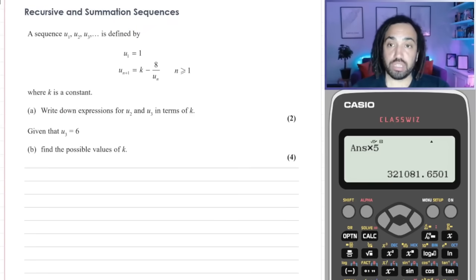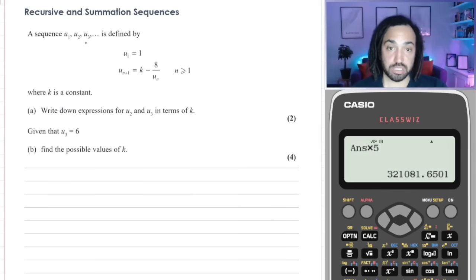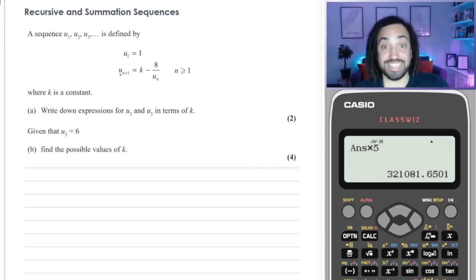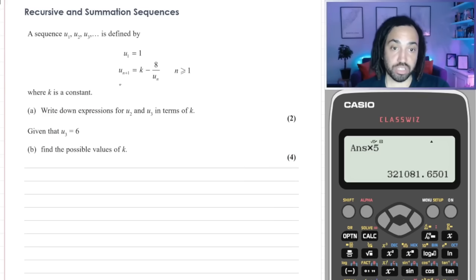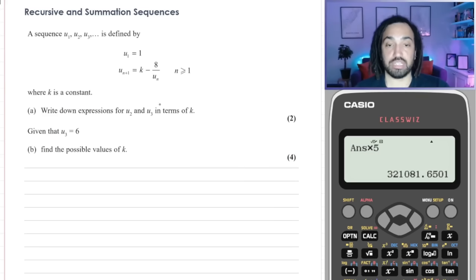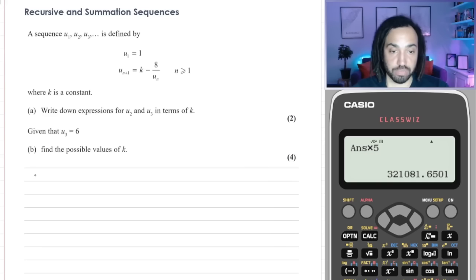Okay, we've got recursive and summation sequences. So we've got a sequence is defined, u1 is equal to 1, and then the next term is k minus 8 over the previous term, where k is a constant. Write down the expressions for u2 and u3.